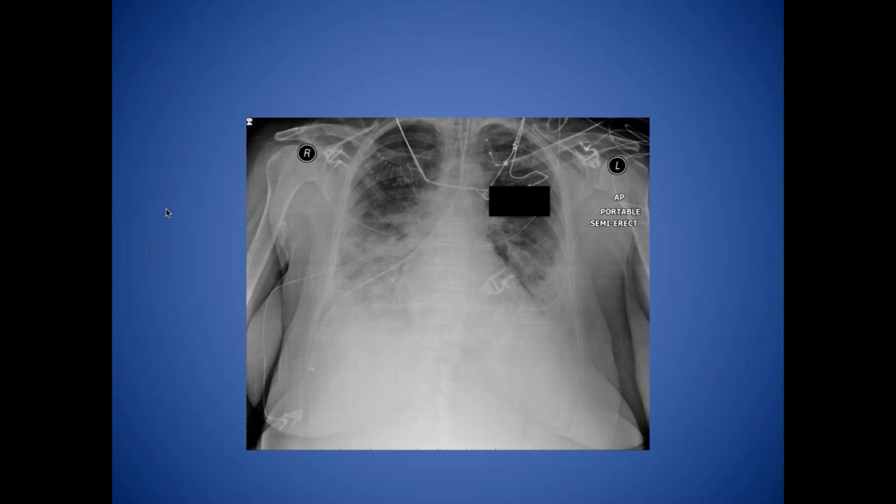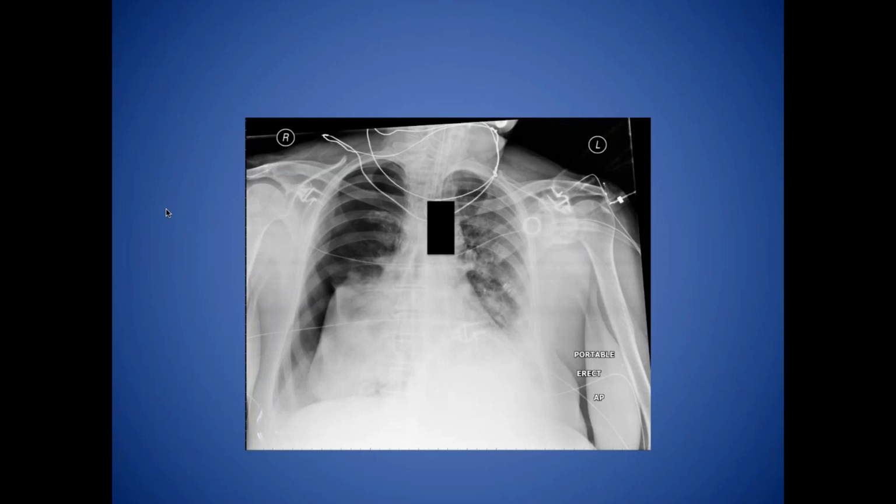So the key here is that the radiologist should alert the clinician that once this tube gets removed, there's a very high risk that the patient will get a pneumothorax because of the breach of the visceral pleura. And in fact, that's what's happened. The tube gets removed and the patient gets a pneumothorax. So I think it's very important that the radiologist does alert the clinician to this particular problem.